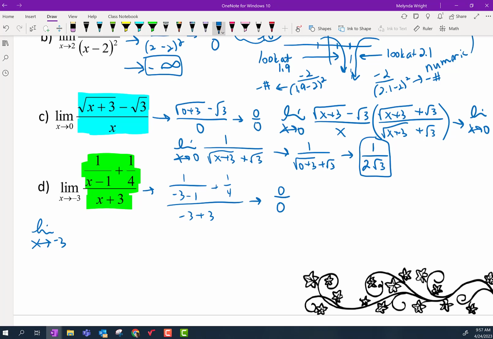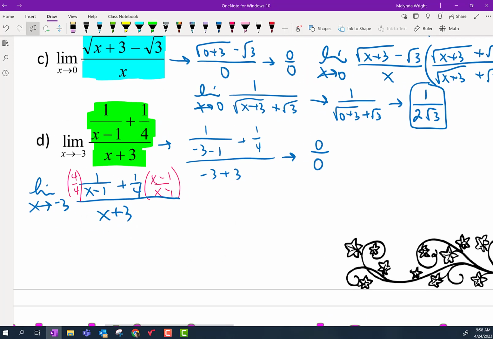So we're going to -3. All right, so my common denominator on the top, let's see, I need to multiply 1 over x minus 1 by 4 over 4. And then on 1/4, I need to multiply that one by x minus 1 over x minus 1. And the denominator is just x plus 3. There's really nothing to do there. Okay, so that's just getting ready.